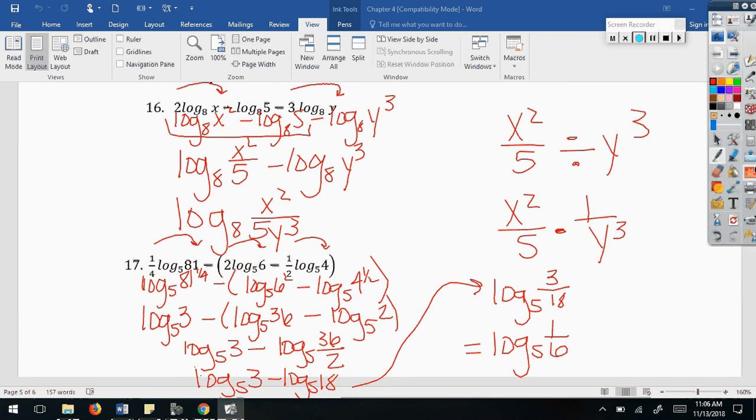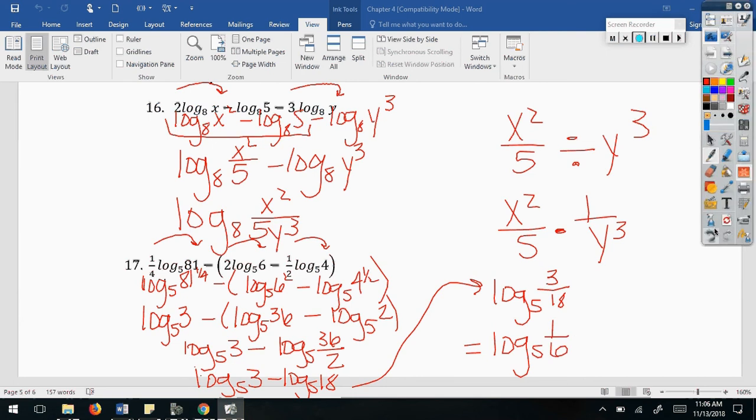And that is completely condensed at this point, because there is nothing else that I can do to it, no other property that I can apply the way that it sits right now.